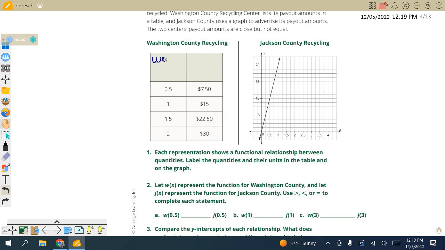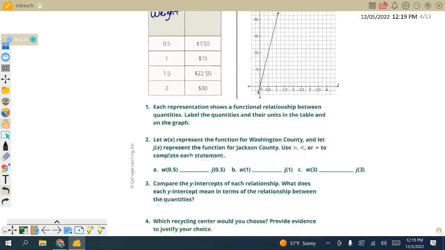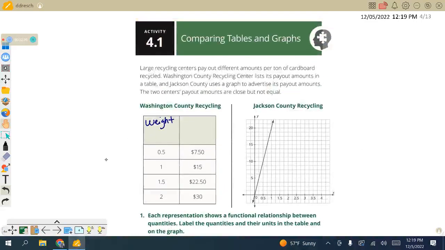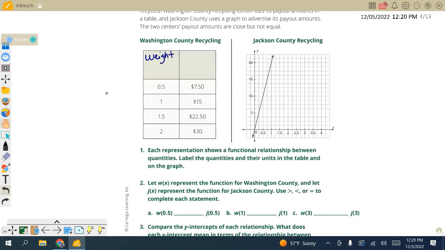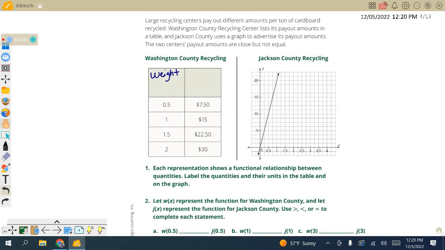So we have our weight for how much cardboard we're recycling. And is it in terms of tons? Pounds? Tons? Where does it say per ton? The amount per ton. In the very first sentence. Oh, where it says per ton. Thank you. Where I skipped over. So we are talking about weight. We're talking about tons of cardboard.